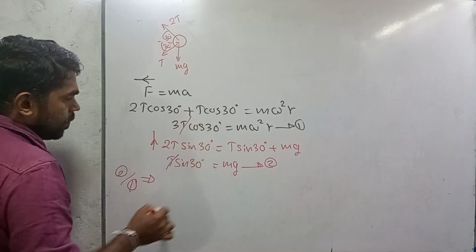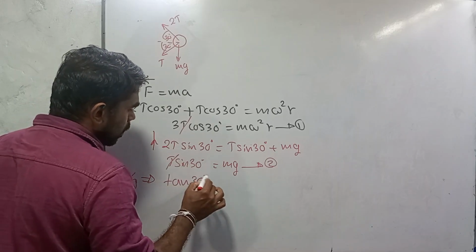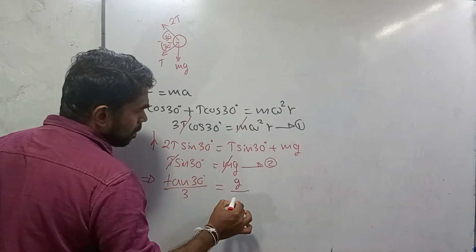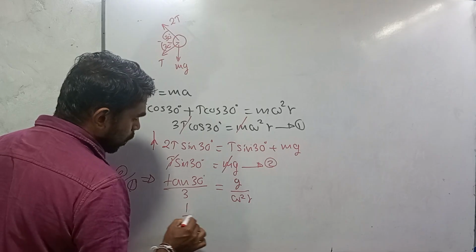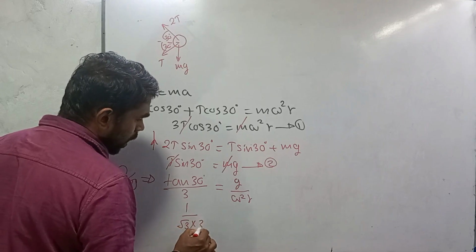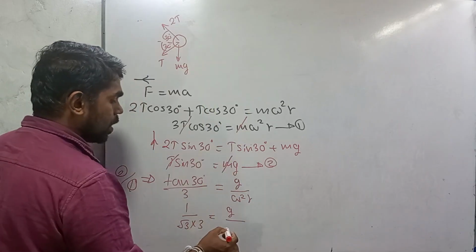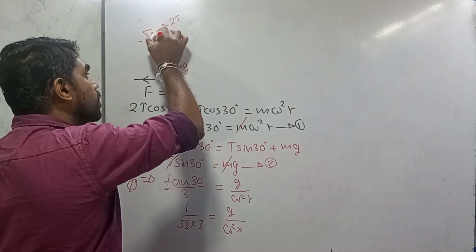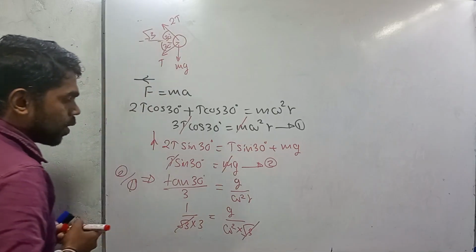T is cancelling. Sin 30 divided by cos 30 is tan 30, equals mg divided by m omega squared r, m is cancelling, g divided by omega squared r. Tan 30 is 1 over root 3, equals g over omega squared r. We have to find omega. Radius is given as root 3. Then we can substitute r value root 3. We can cancel out root 3 and root 3.